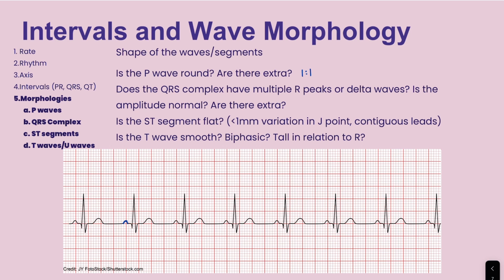Does the QRS complex have multiple R peaks? Or does it have delta waves where we see this slur into the QRS complex? Is the amplitude normal? Are there extra QRS complexes that shouldn't be there? Is the ST segment flat? Do we see less than 1 millimeter variation in the J point in contiguous leads? Is the T wave smooth? Is it biphasic? Is it tall in relation and peaked in relation to R?